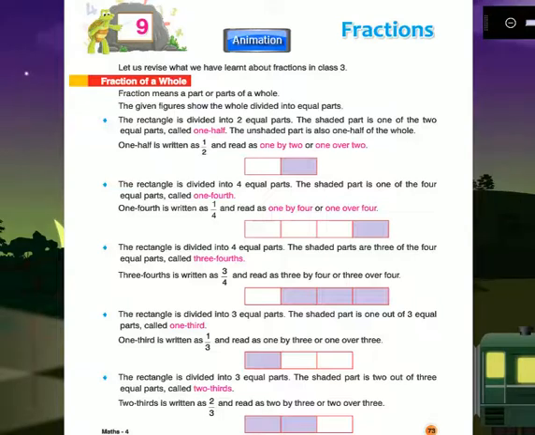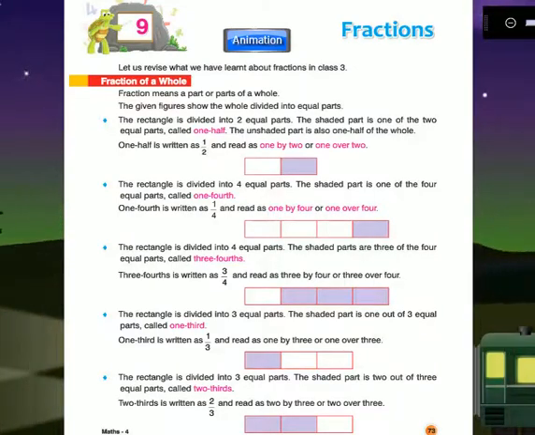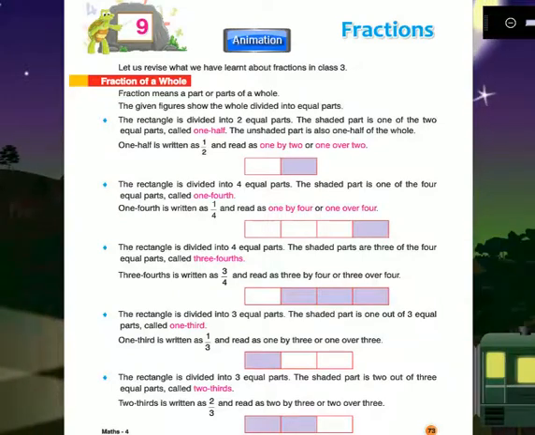The rectangle is divided into four parts. The shaded part is one of the four equal parts, called 1/4. 1/4 is written as 1/4. It is read as one fourth or one quarter.